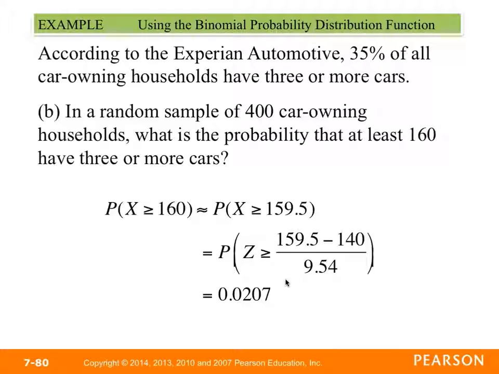Okay, so I'm going to look on my table. I'm going to find z equals 2.04, and I get 0.9793 when I look that up. But if you recall from the previous section, when you're finding greater than probabilities, you look the value up on the table and then you always do 1 minus that value. So in your calculator, you take 1 minus your table value, which is 1 minus 0.9793, and you're going to get the 0.0207 that they have right here.